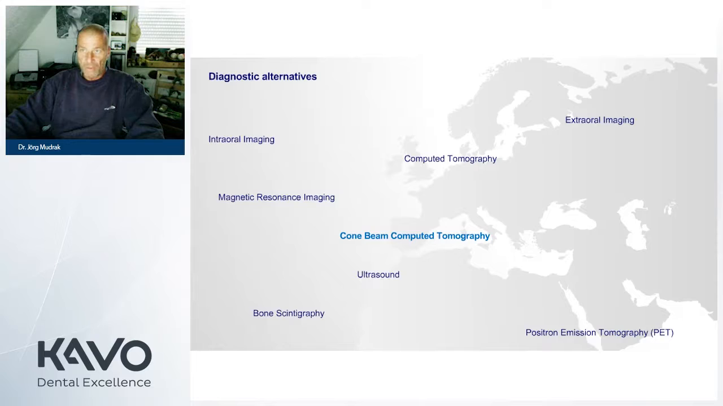We have our standard extraoral imaging. Now more and more getting popular, the magnetic resonance imaging, and of course the not new, but relatively new technique of cone beam computed tomography. Ultrasound is getting more and more common in analyzing soft tissue, especially glands. In our department, bone scintigraphy is maybe not the modality of choice, and to complete this list, we have PET imaging, which is another option in analyzing data.